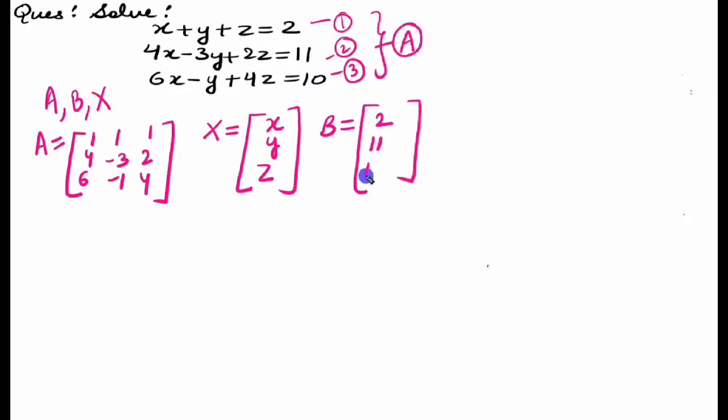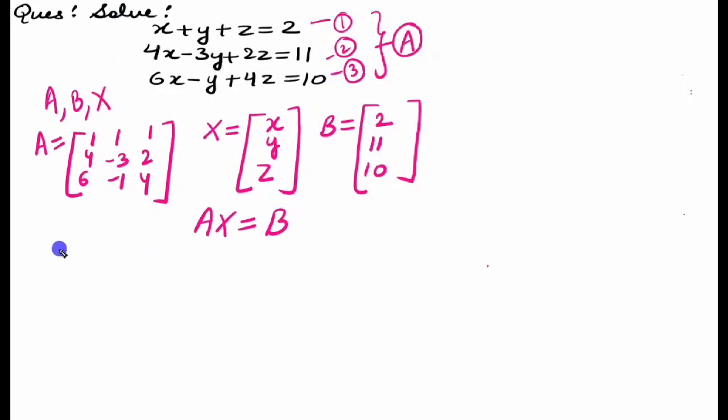This will be 2, 11, 10. In this case, matrices A, X and B are these types of matrices. After forming these matrices we can directly write that this system of linear equations is reduced to a matrix equation given as AX = B. We have to find out this matrix X in order to get the solution of this system.